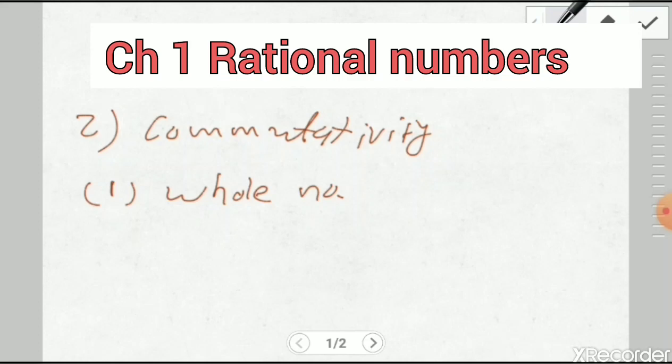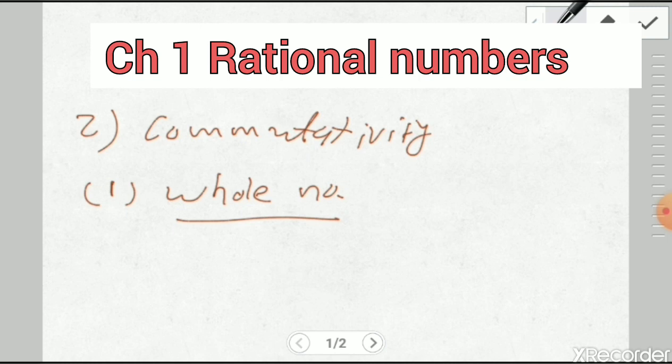Lastly, we have discussed the closure property. In that closure property for whole numbers, integers and rational numbers, we performed different types of mathematical operations. Here we'll check another property called commutativity in the whole numbers.